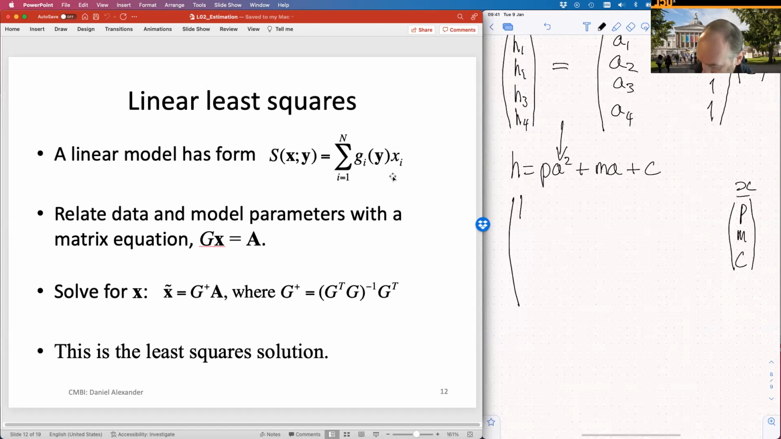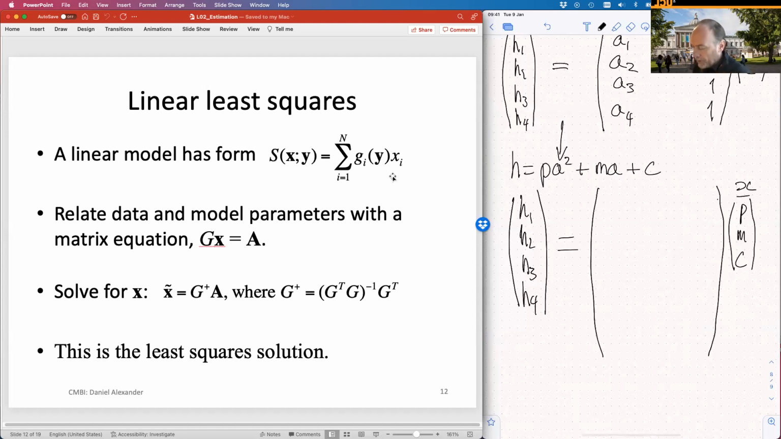The A vector, of course, looks exactly the same as it did before, same list of measurements. But now G will have 3 columns, one for each of the unknown parameters, and the last 2 are exactly the same as before: A1, A2, A3, A4. But of course, we've got a new first column that corresponds to the new parameter P, which just contains these A squareds.